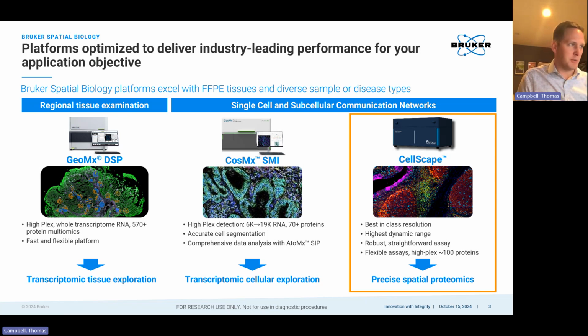Then you're familiar with the Cosmix SMI, which has up to 6K RNA detection, up to 70 proteins with really good single cell resolution. And where the CellScape fits in here is really best in class resolution, focused on flexible, high plex protein detection, around 100 or so, with a really high dynamic range and robust and straightforward assay design and flexibility. This is the platform that I will be focusing on for this session.